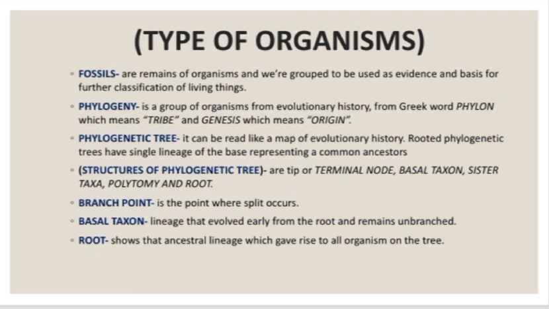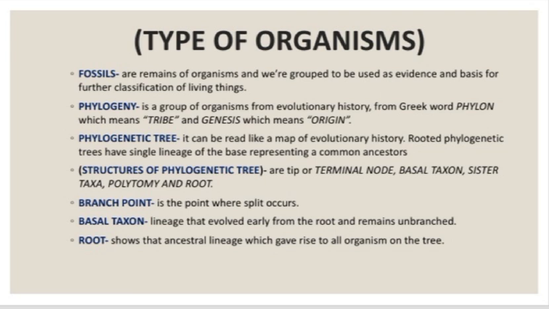So terminal node represents the current species of organism. Basal taxon, the lineage that evolved early and did not branch again. Sister taxa, two groups that share a common ancestor. Polytomy shows more than two descendants coming from one ancestor. Last is the root, the starting point that represents the oldest ancestor. So, the fifth one of type of organism, the branch point. It is the point where a split occurs.